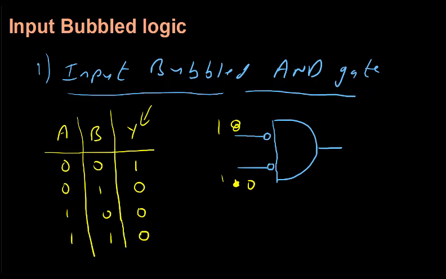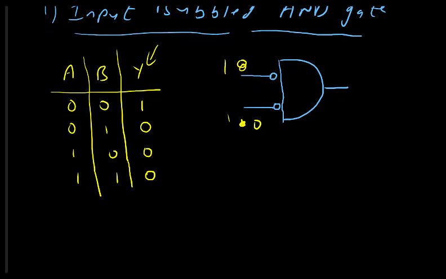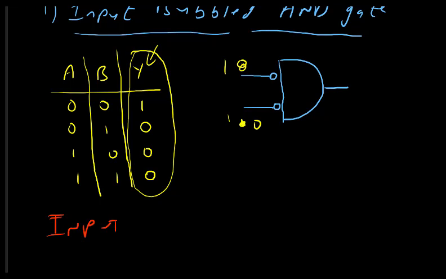So what is our conclusion? This truth table, where 0 0 is 1, 0 1 is 0, 1 0 is 0 and 1 1 is 0, is the truth table of a NOR gate. So the important thing is our conclusion: the input bubbled AND gate works as a NOR gate.